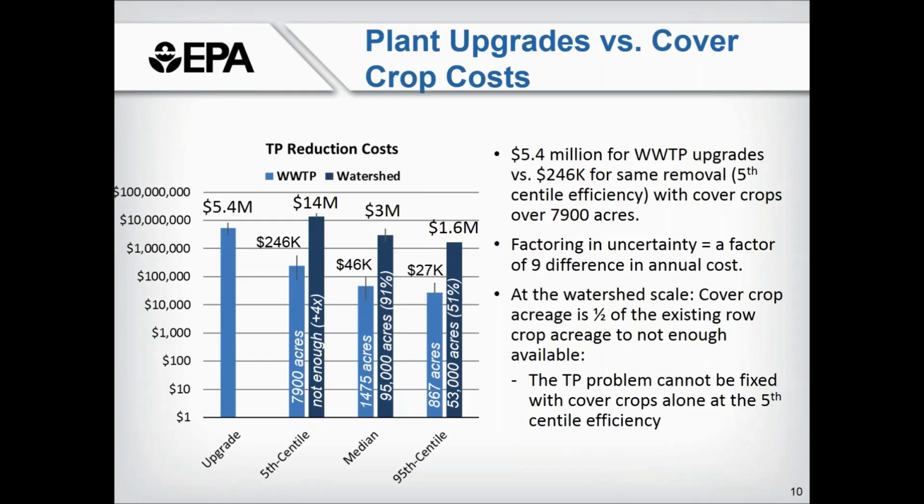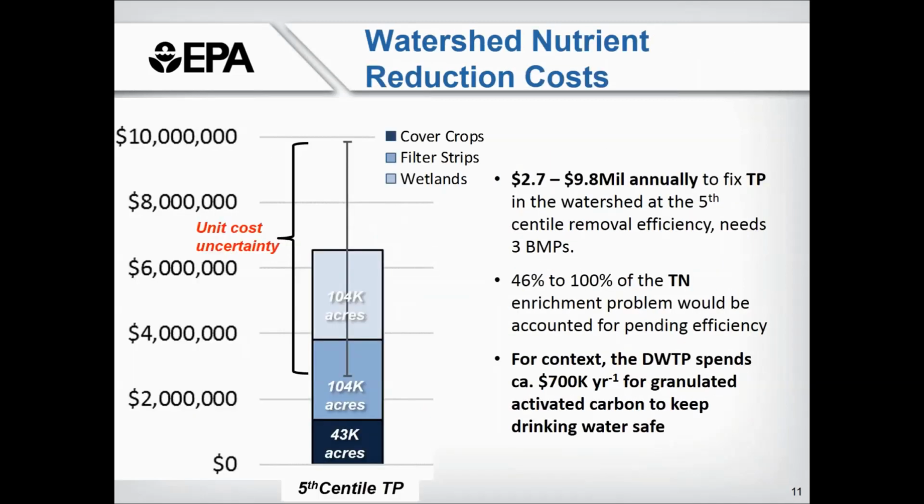Looking at the acreages needed highlighted within each bar, we see that cover crops would need to occupy as little as 51% of the existing row crop acreage to as much as 4 times the amount of row crop that actually exists in the watershed. Okay, so we can't fix the TP enrichment problem with one BMP type alone.